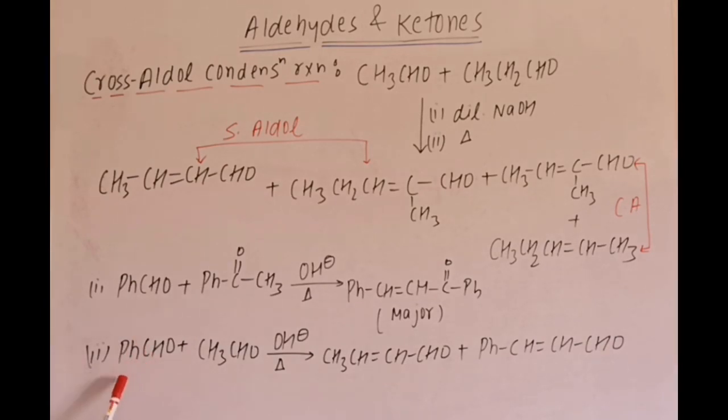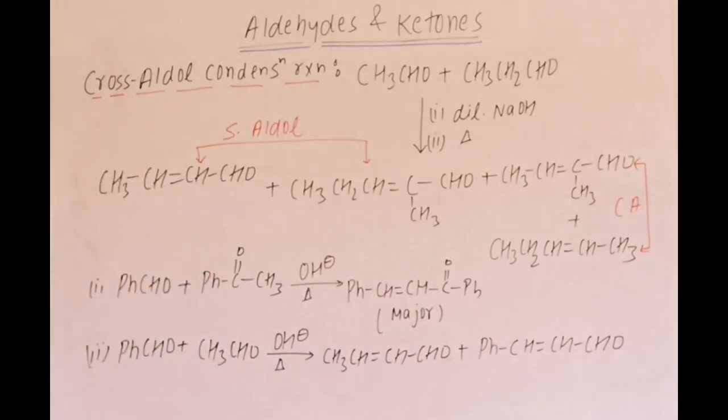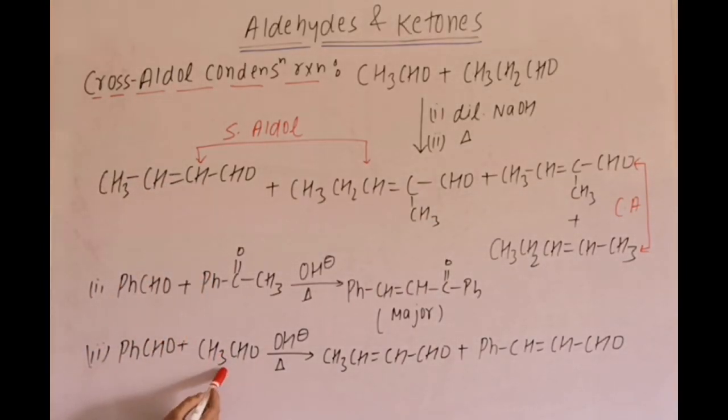Another example: an aromatic aldehyde, benzaldehyde, with acetaldehyde. Now here it is possible that it will undergo self-aldol. That is the first product, CH3CH=O. If you remove water, with another acetaldehyde molecule, it forms CH3CH=CHCHO. Plus the other possibility that this carbanion adds on the carbonyl carbon of benzaldehyde and gives PhCH=CHCHO. How to write this with these two alpha hydrogens? What is formed? PhCH=CHCHO.